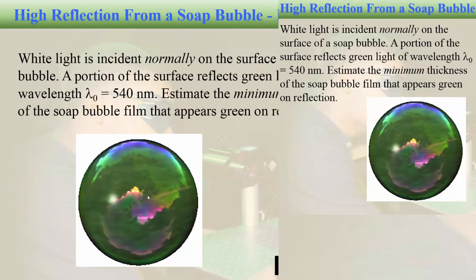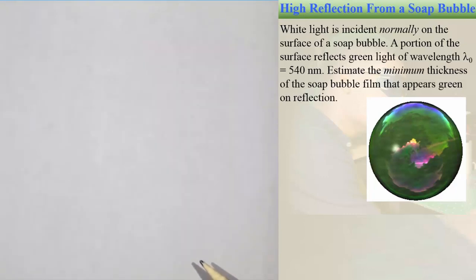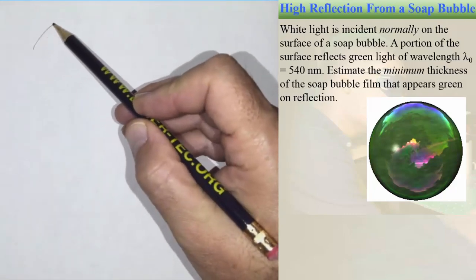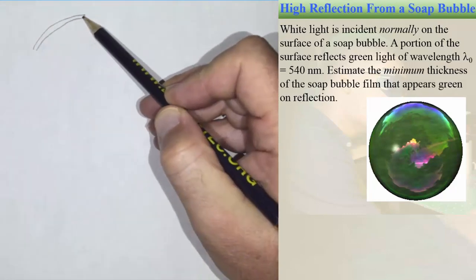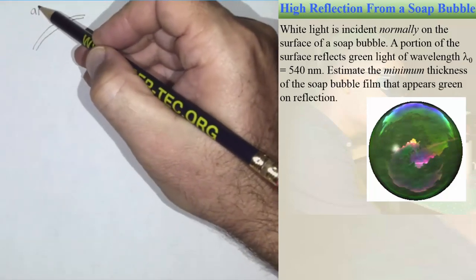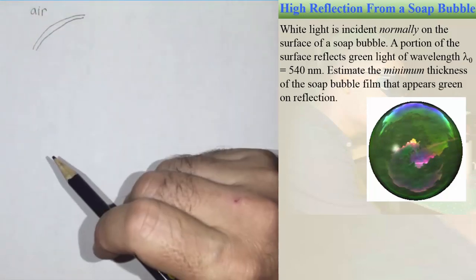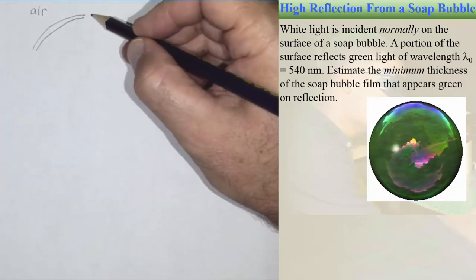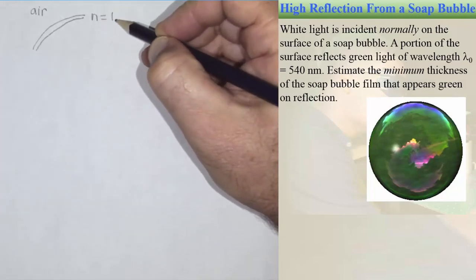Here we have an example. So we are looking at a white light that's incident normally on the surface of a soap bubble. A portion of the surface reflects the green light of the wavelength of 540 nanometers. And the question is to estimate the minimum thickness of the soap bubble film that appears green on a reflection. Okay, so let's see how we can solve this problem. The soap bubble is obviously made out of soap and it's surrounded by air. We're also going to assume that the soap bubble is mostly water. So for water, we know that the index of refraction is equal to 1.33.